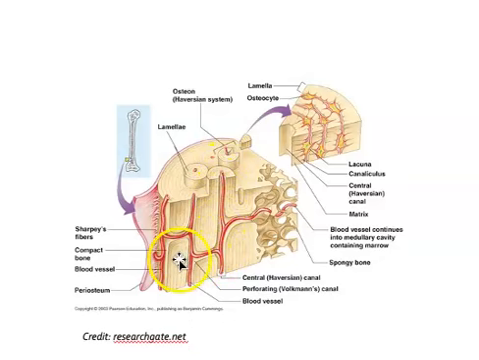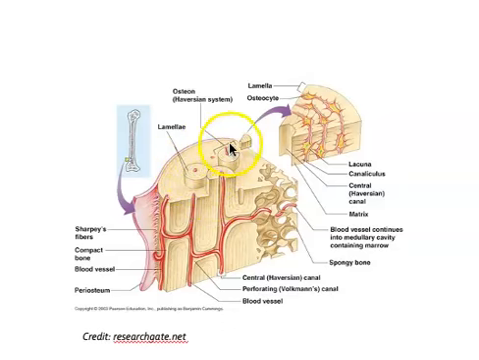And then the perforating canals are connecting one central canal with another central canal. The perforating canals are where the blood vessels actually come into the bone and where they exit the bone, and also connecting each of the central canals to another. You can see individual osteons on the cut surface here.